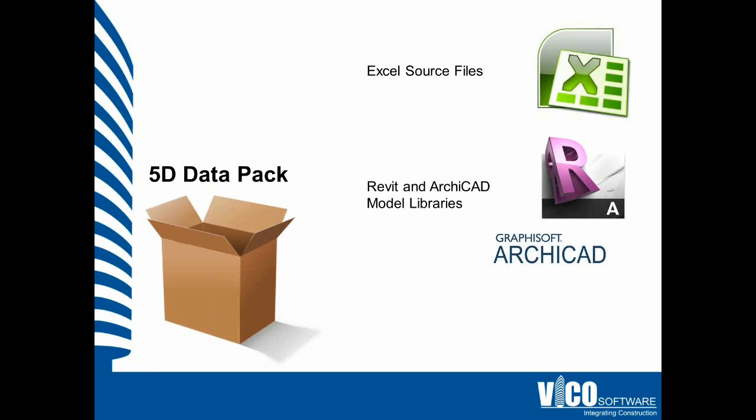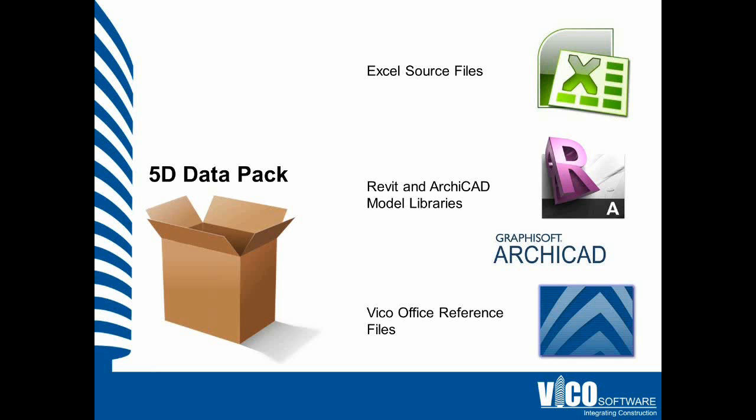Secondly, we have currently Revit and ArchiCAD model libraries. A third library for Tekla structures is currently being built, so we think that is going to be available over the next couple of months as well. And then in addition to that, we have Vico Office Reference Files. Those are the files that can be opened inside the Vico Office program and directly used from your current project. So that allows you to drag and drop content from that reference file into your project in the cost planner view.